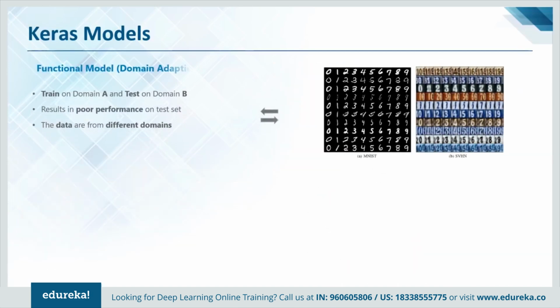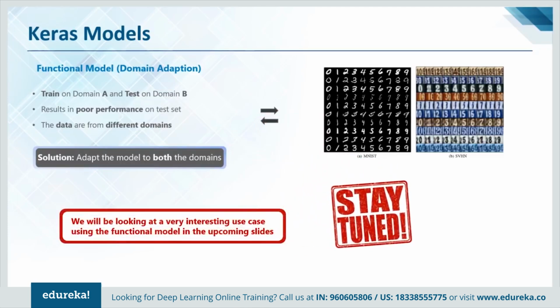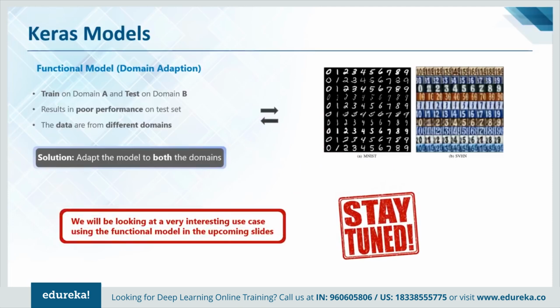Well, with functional models, we have this concept called domain adaptation. So guys, what we did until this stage is that we trained a model on one domain but tested it on the other. This definitely results in poor performance on the overall test dataset because the data is different for each of the domains, right? So what's the solution for this? Well, we adapt the model to work on both the domains at the same time. And guys, we'll be looking at a very interesting use case using the functional models in the upcoming slides. So stay tuned for that.